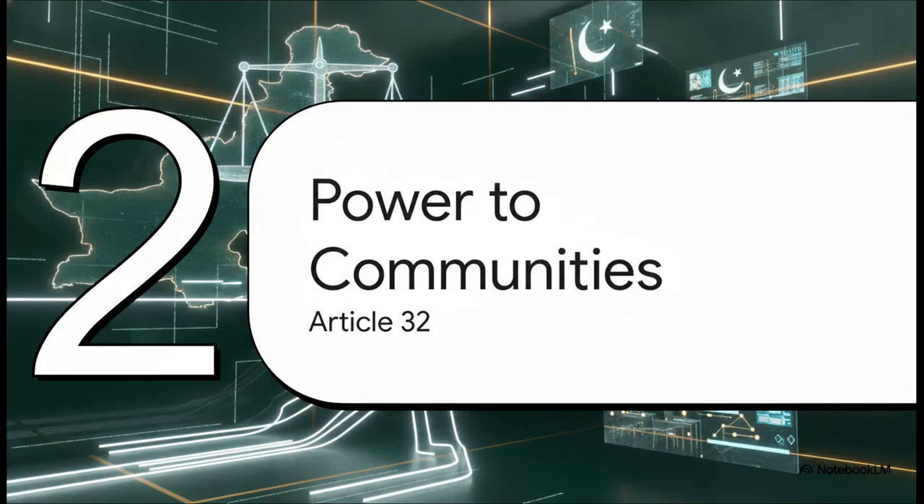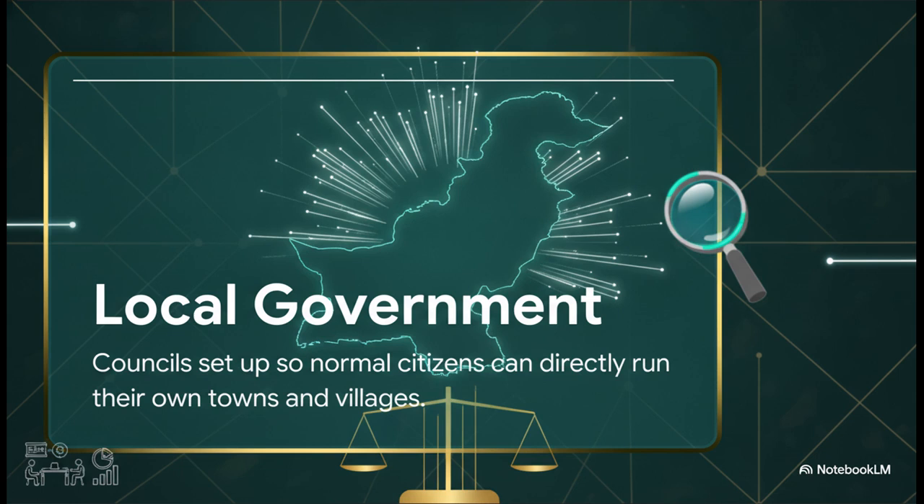Moving right along to Section 2, Power to Local Communities, focusing on Article 32. What's really fascinating here is how this abstract state becomes something you can actually touch. Article 32 is the true beating engine of citizen empowerment. It dictates that the government absolutely must set up local city and village councils. Think of your union councils.